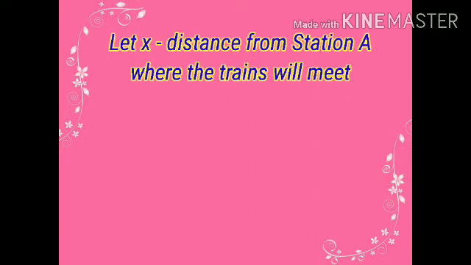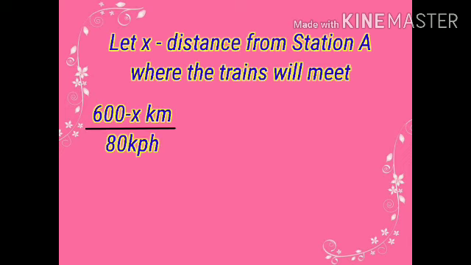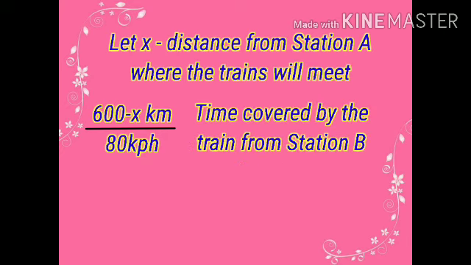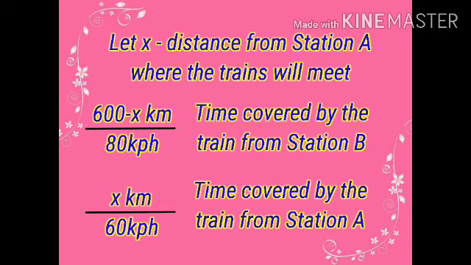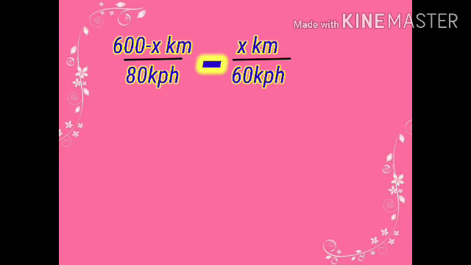Let x be the distance from Station A where the trains will meet. 600 minus x over 80 km per hour represents the time covered by the train from Station B, and x over 60 will represent the time covered by the train from Station A. The working equation will be (600 minus x) over 80 minus x over 60 is equal to 40 over 60, since the difference between the times these two trains started is 40 minutes.